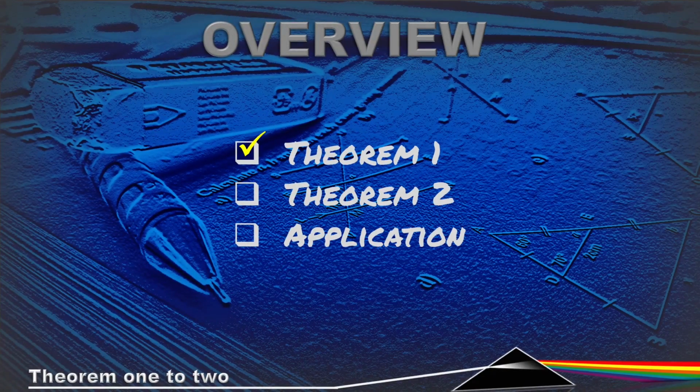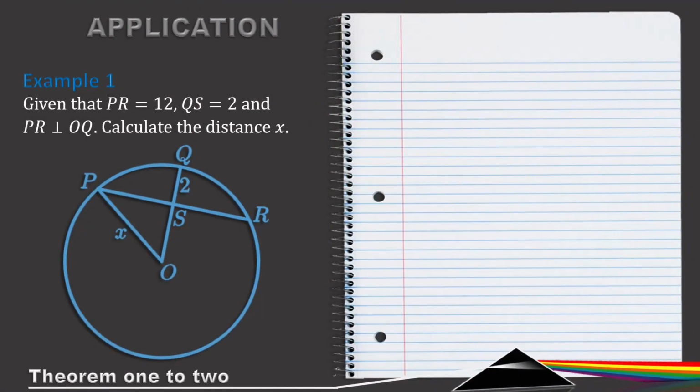Right, so theorems 1 and 2, the theory is done. Now let's look at applying it in questions. Now for example 1, it is given that PR is 12, so that's not indicated, so we'll just indicate that here, so that's 12. Then QS is 2 and PR is perpendicular to OQ, so I'm also going to just indicate that there. Alright, so now we can just focus on the sketch as we work through the correction.